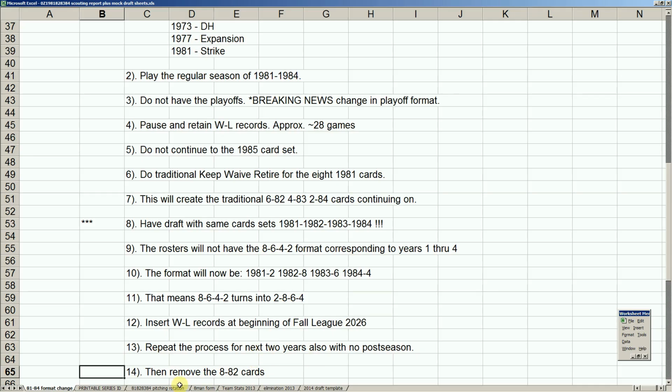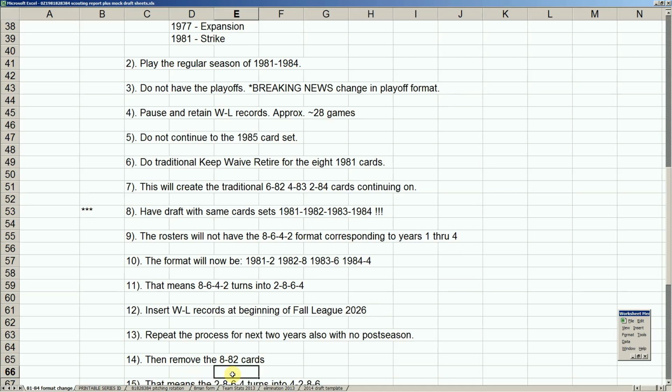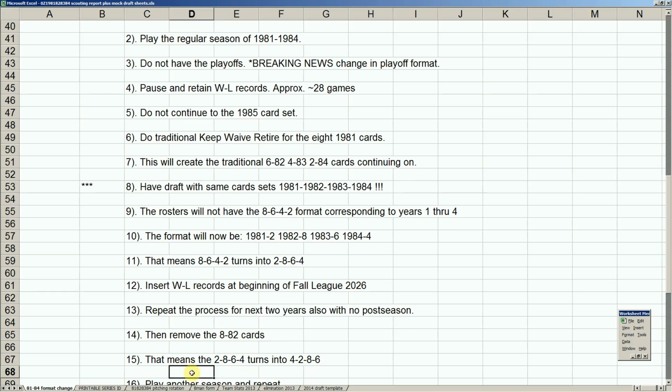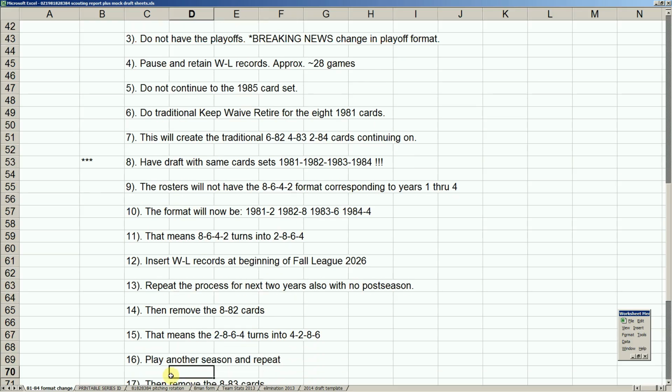So in that next year, you'd be removing the 8 cards from 82 instead of the 8 cards from 81. So that 2864 structure turns into, add 2 to every number, and 8 turns into a 0, of course. So that year's fall league has 4 guys in the first year, and you see the third year is weighted heaviest. This will continue to play.